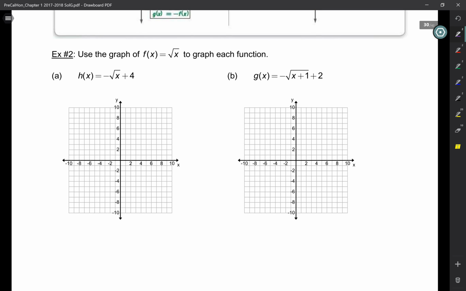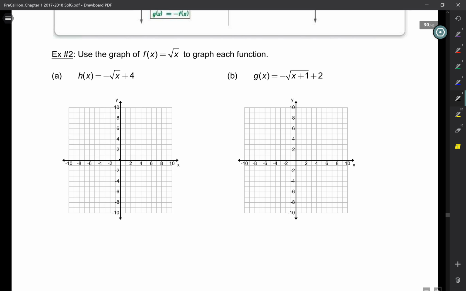Take a look at these two. You have negative root x plus 4. Now, what does root x look like? Let's just graph root x here. What does root x look like?